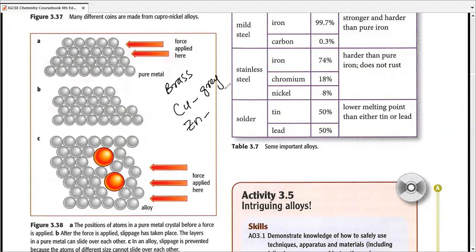Zinc has a larger size atom, so we are representing it in red. If you can see the diagram, if we apply force on copper, copper is going to slide and become malleable, be converted into sheet really easily. But if you apply the same force, just because there are different sized particles in this entire structure, applying a force actually has some resistance to face. And that resistance is commonly known as hardness of the alloy.